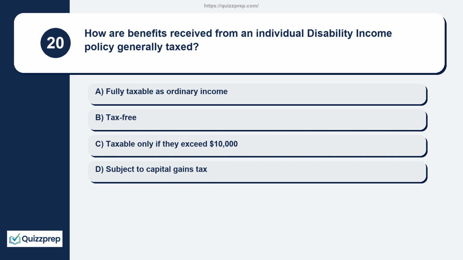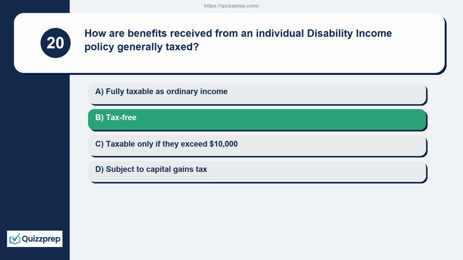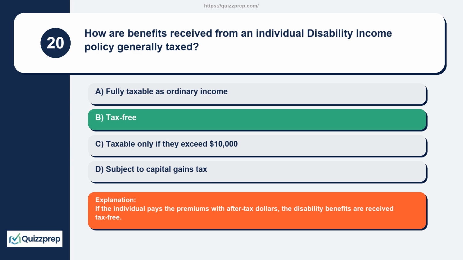Question 20. How are benefits received from an individual disability income policy generally taxed? Fully taxable as ordinary income, tax-free, taxable only if they exceed $10,000, subject to capital gains tax. If the individual pays the premiums with after-tax dollars, the disability benefits are received tax-free.